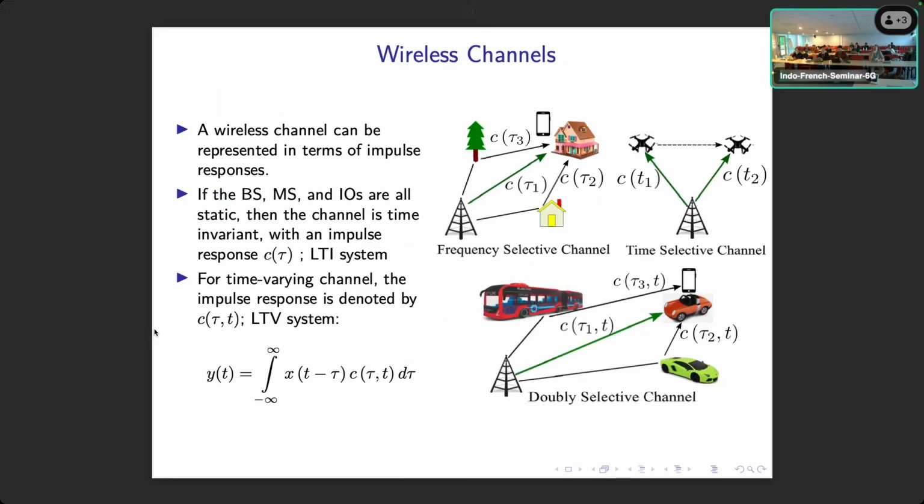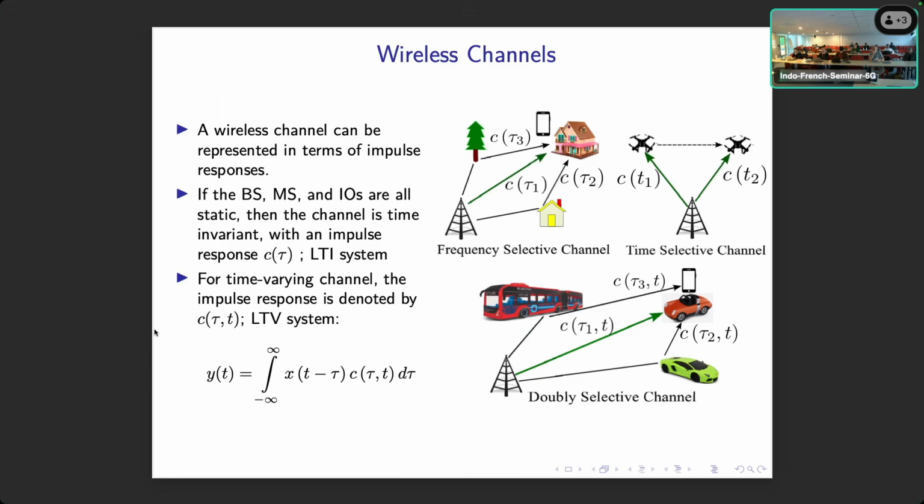Whereas in this figure, the delay is the same, but you have time variation. So this is frequency selective, this is time selective, but in a real scenario, you will have a doubly selective channel where you have both delay and time variation. So how do we design the waveforms for this kind of scenario, where you have both delay and time variation in the channel impulse response?